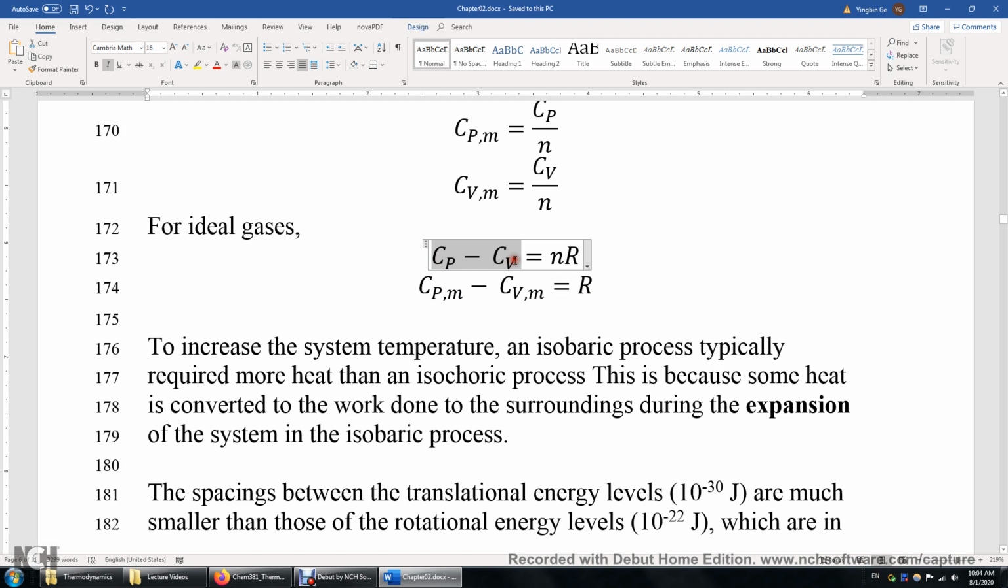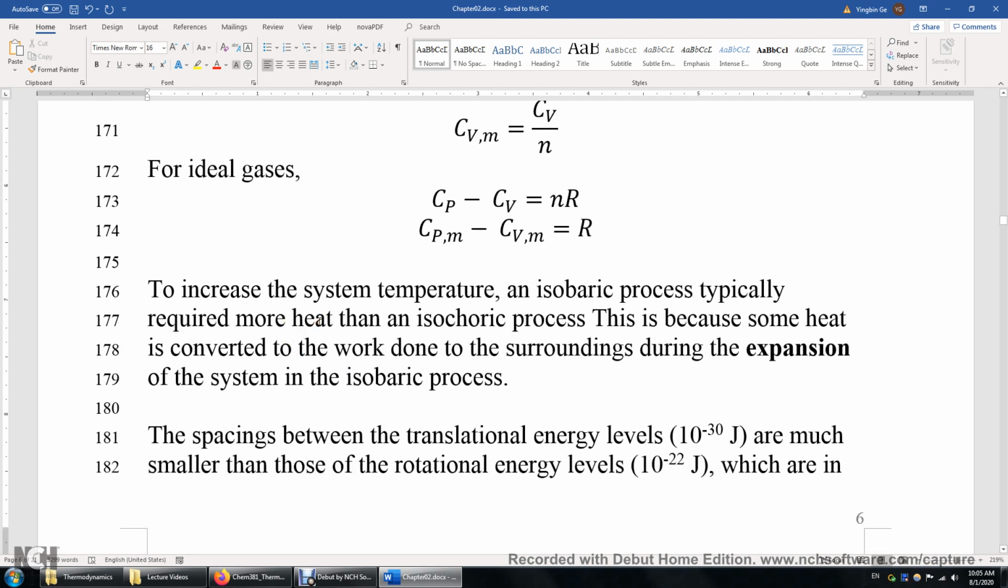Cp and Cv are both extensive properties. Therefore, NR is also an extensive property. NR is obviously proportional to the size of the system. As N increases, NR increases.